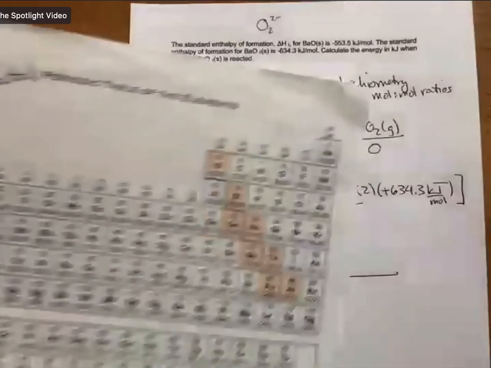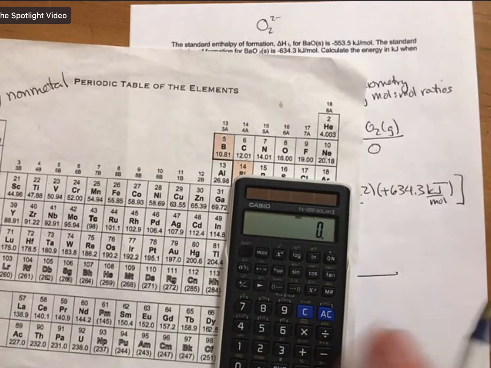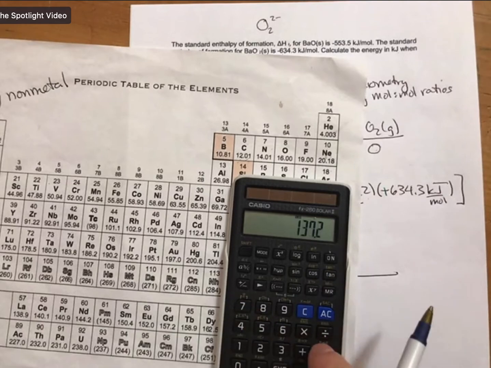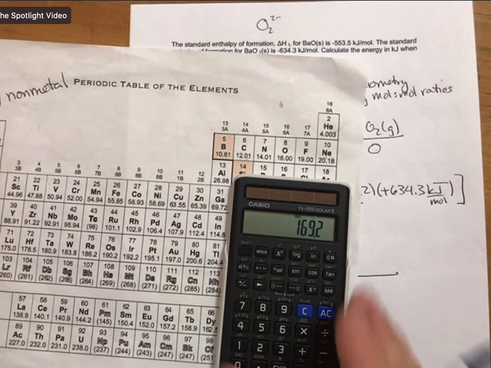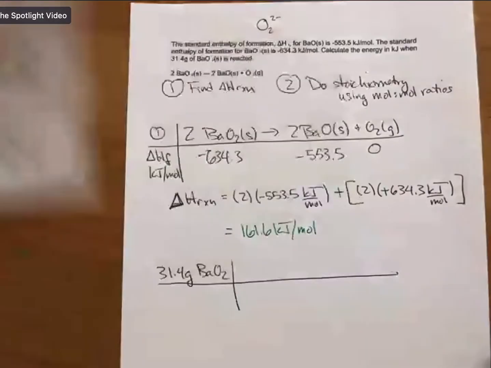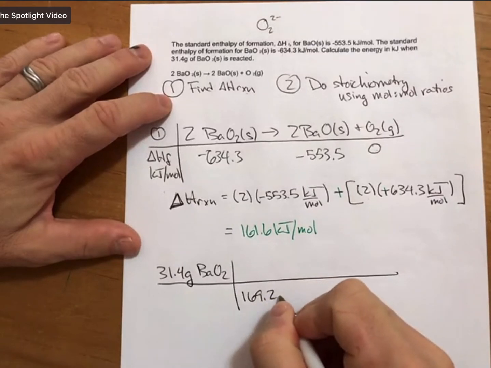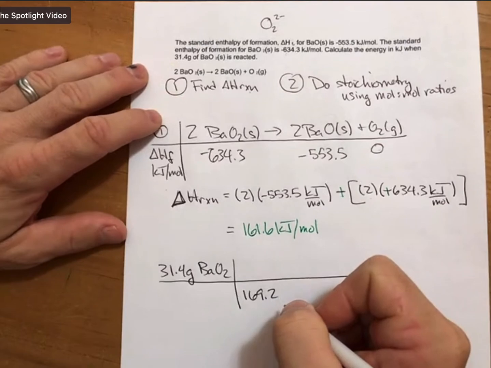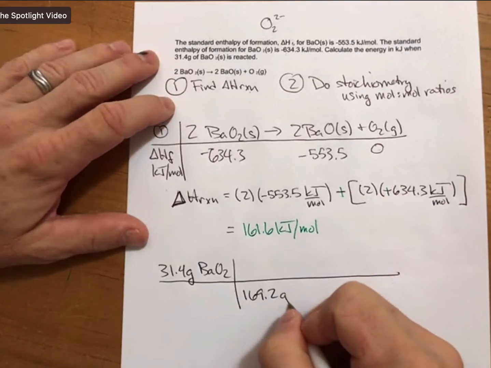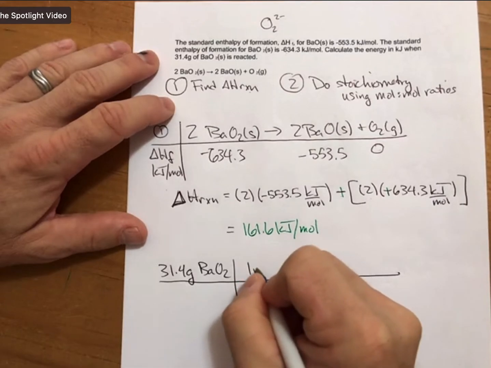I don't have barium memorized actually. Barium 137.2 plus 2 oxygens at 16 each. I get 169.2. And I like to go 2 decimal places. I guess I can't because it's only 137.3. Grams of barium peroxide per 1 mole.